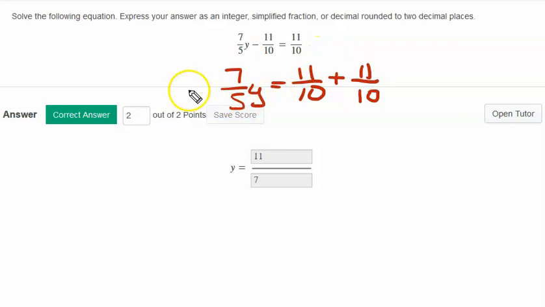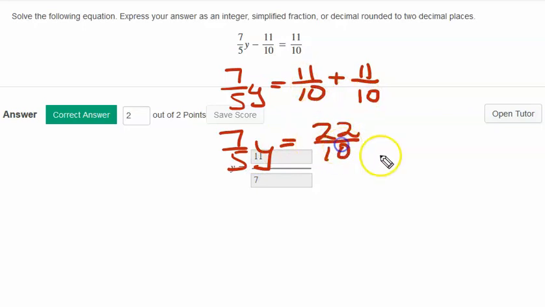Now I could multiply everything by 10. That would cancel out all my fractions here and make our denominators a 1. That would be a good way to go. Or since you have this 7/5 y, since these are common denominators, this just becomes 22 tenths, adding our numerators over our common denominator.